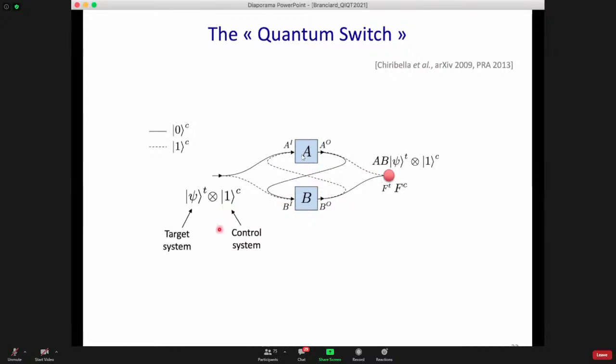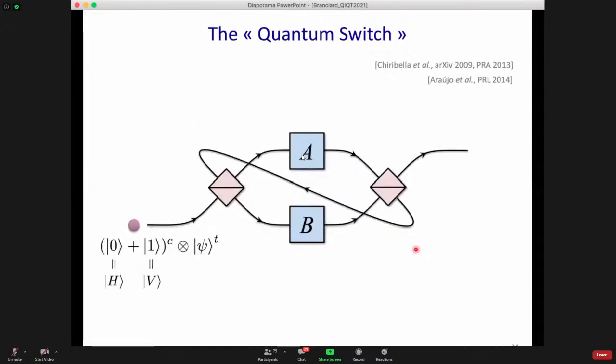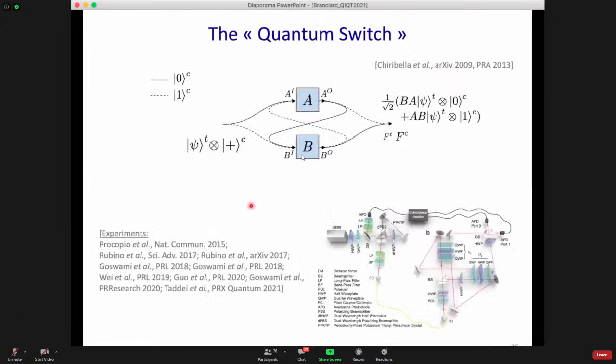And then the interesting situation is where I superpose 0 plus 1. If I send a plus state, then I get a superposition of the two paths. So I get really a quantum superposition of A being applied first on the target system, then B, that's when the control is in the state 0, plus B being applied first and then A. Because the order is in a superposition, we get some indefinite causal order, indefinite causal structure. That's how it can be done in practice with polarizing beam splitters. This was done in a few experiments, the first one in Vienna in 2015. That's the experimental setup.